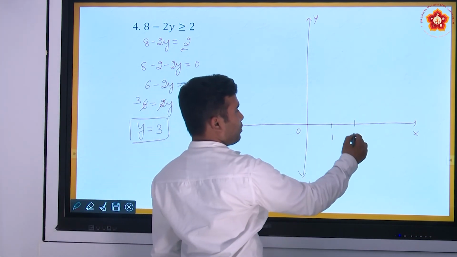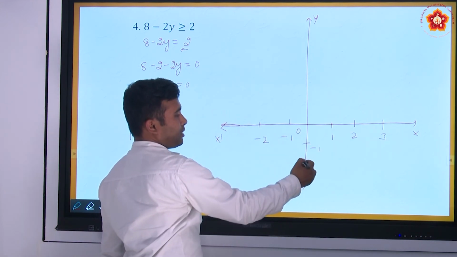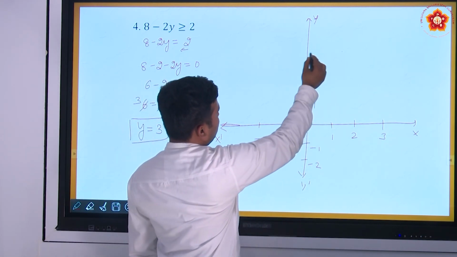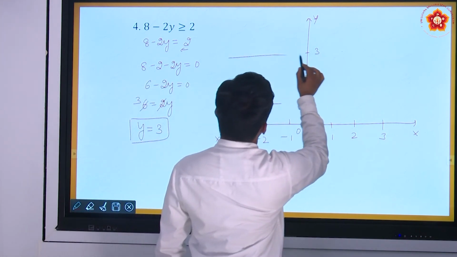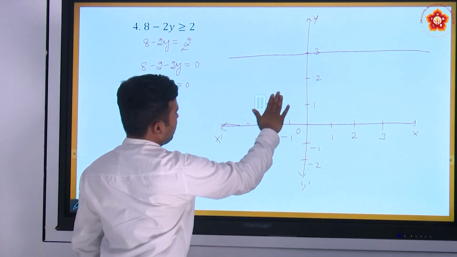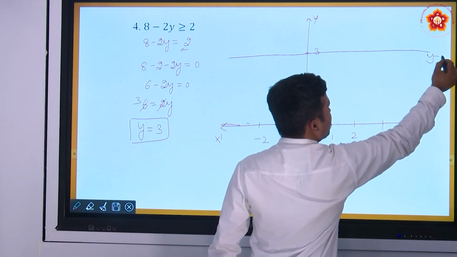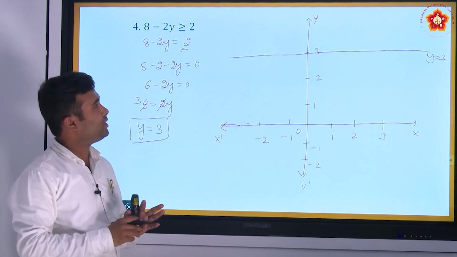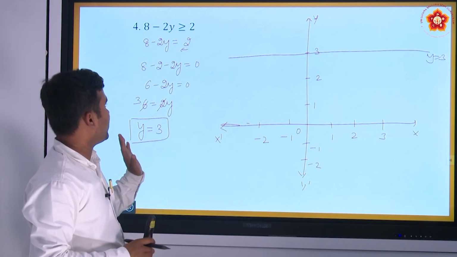This is x equal to 1, x equal to 2, x equal to 3, minus 1, minus 2, and this is minus 1, minus 2. These are the values for y. Y is equal to 1, y is equal to 2, y is equal to 3. This is y is equal to 3. Now we have to check in which region the solution is there. That is what we need to find now.